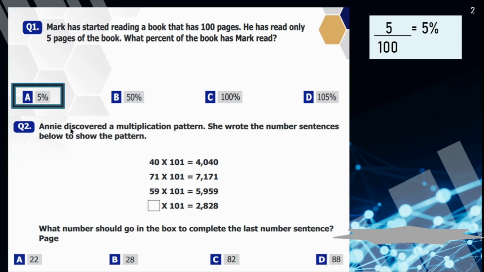Question number 2. Annie discovered a multiplication pattern. She wrote the number sentences below to show the pattern. Here, 40 multiplied by 101 is equal to 4040. The number is repeating 2 times. 71 multiplied by 101 is equal to 7171, and similarly the third equation as well. What number should go in the box to complete the last number sentence? So here 28 is repeating 2 times. So obviously B is our answer, because 28 multiplied by 101. So the answer will be 28.